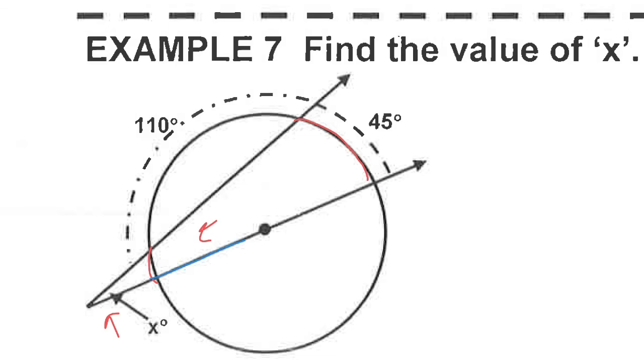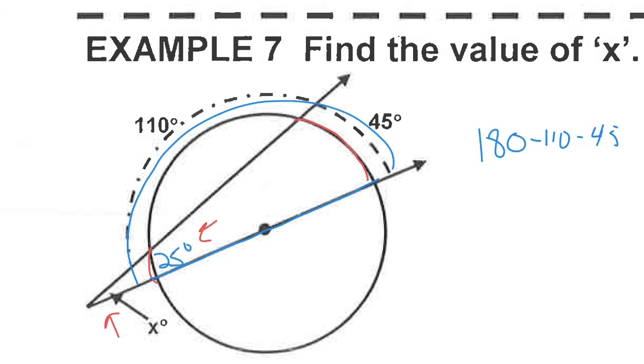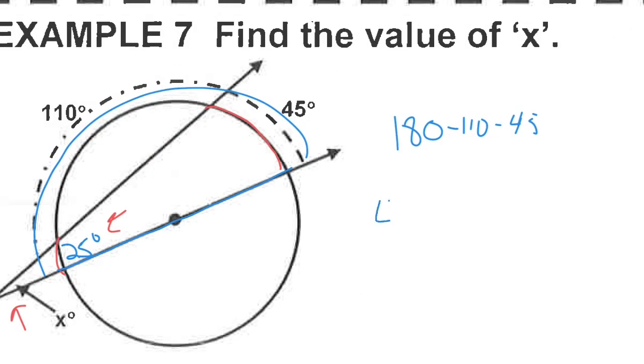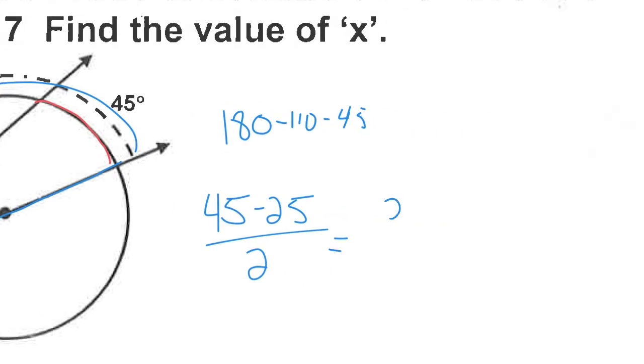This appears to be a diameter because it's going through the center of a circle. So there should be 180 total degrees here. So 180 minus 110 minus 45 should give me that angle. I got it to be 25. Now, big minus small, 45 minus 25 divided by 2. That'll give us our answer. 45 minus 25 is 20 over 2, which means our answer is 10 degrees.